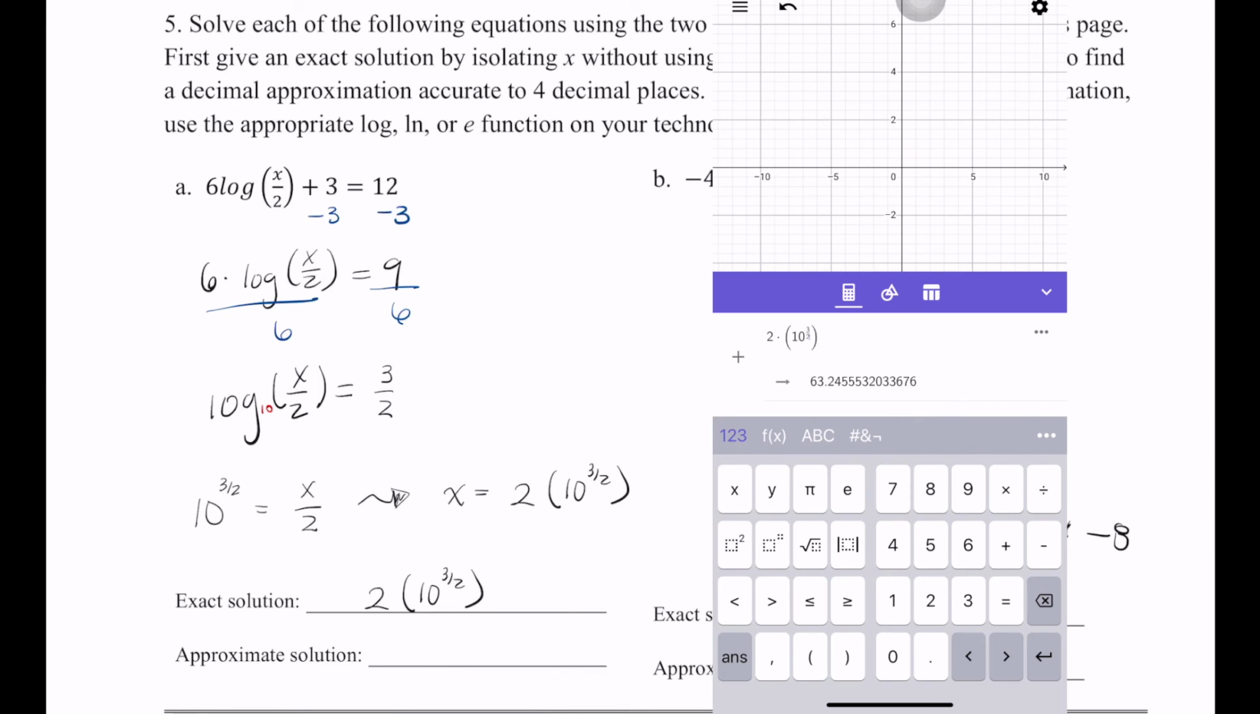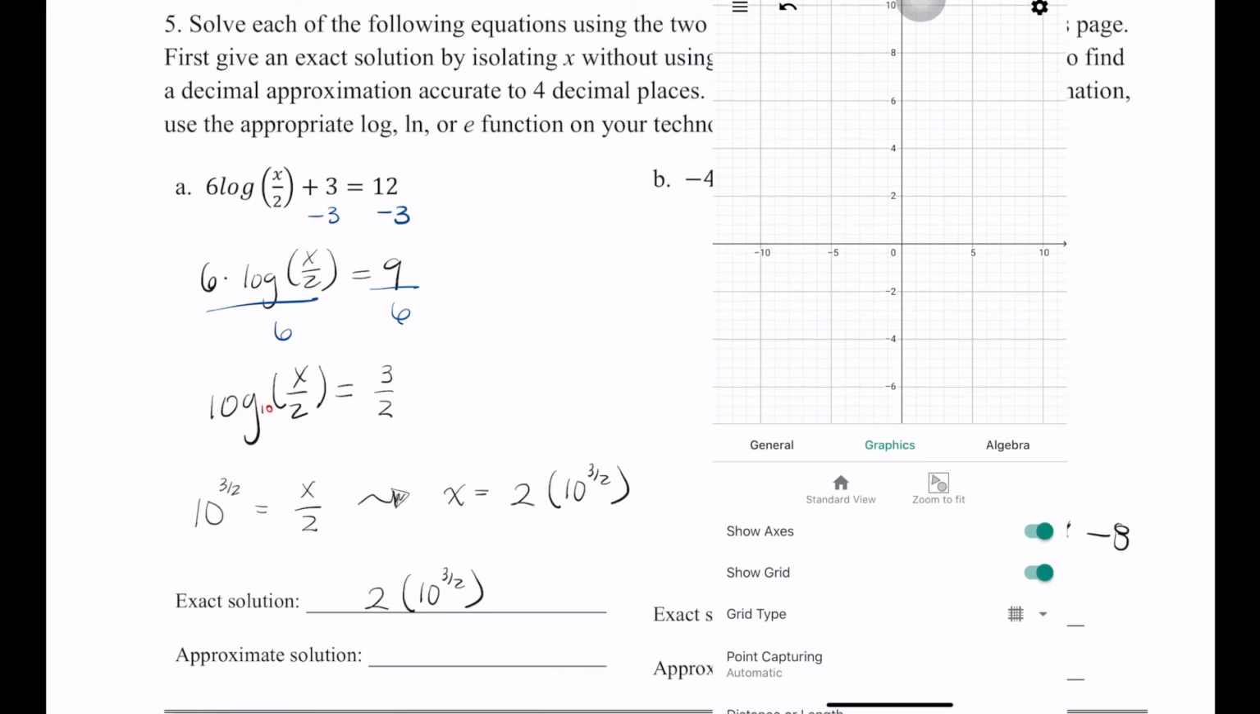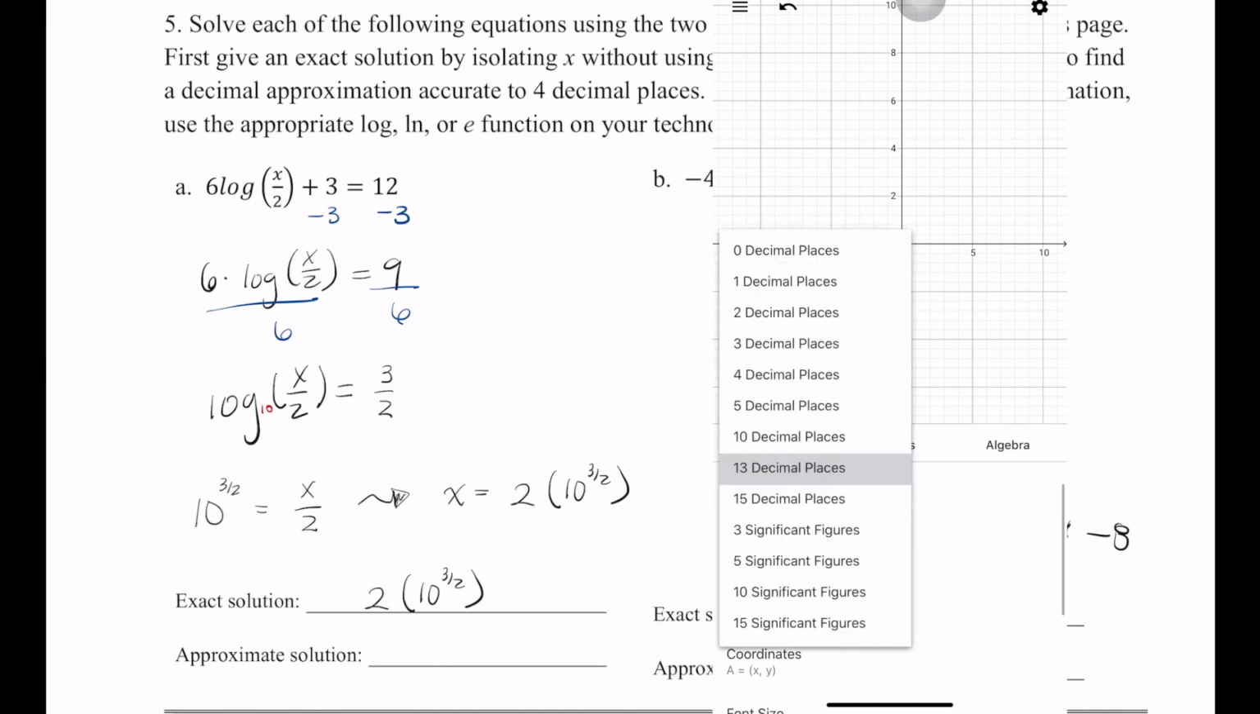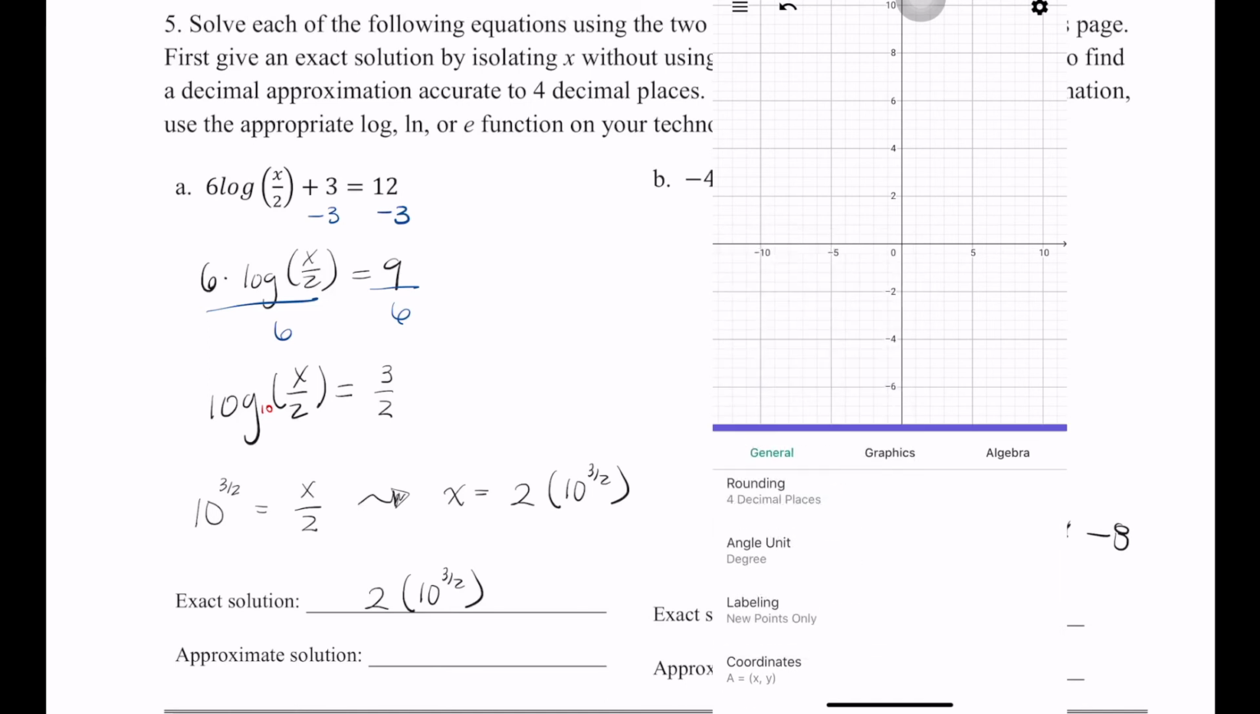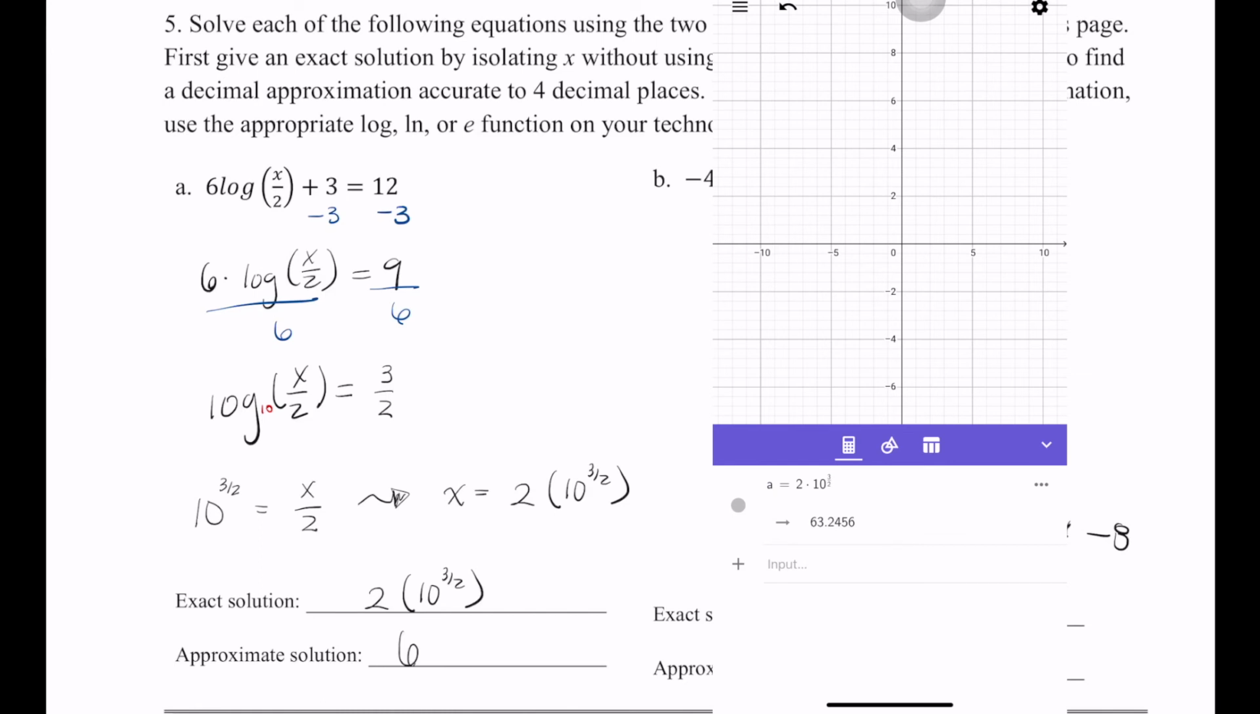And we're going to round to 4 decimal places. And we can actually get GeoGebra to do this. So I'm touching the settings in the top right corner, general, and rounding right now is to 13 decimal places. So let me switch that to 4, and I'm done. So now I don't have to worry about making a rounding mistake. So I have 63.2456.